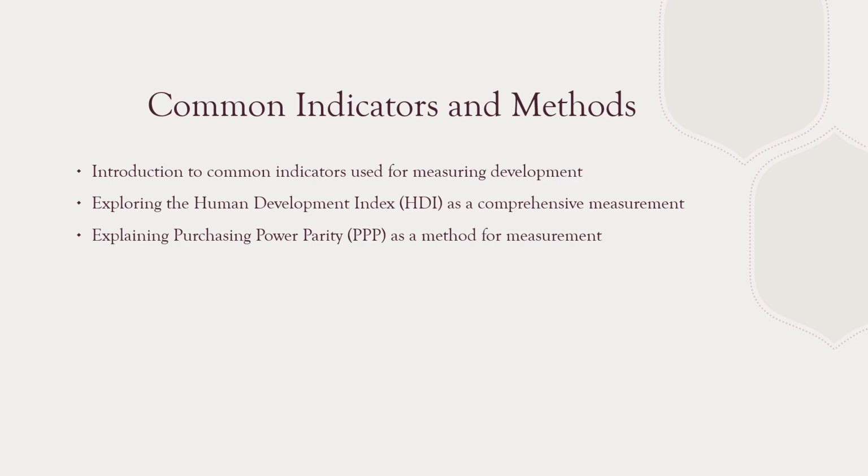The various indicators like GDP, GNP, and HDI provide insights into a country's development progress. Exploring the Human Development Index as a comprehensive measure, HDI considers income, health, and education, providing a more holistic view of development. PPP, that is Purchasing Power Parity, accounts for differences in price levels between countries, allowing for a more accurate comparison of incomes. Now let's go to the next slide.